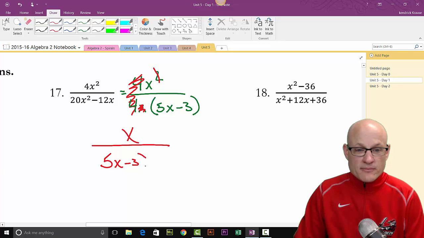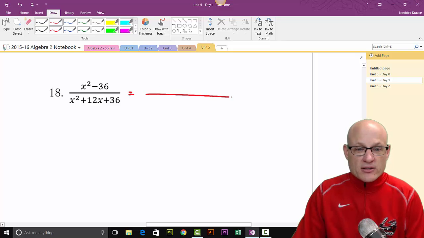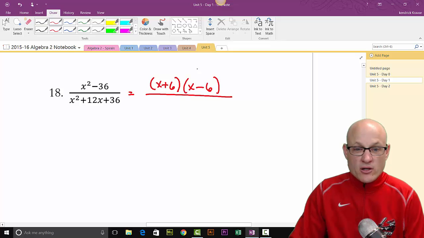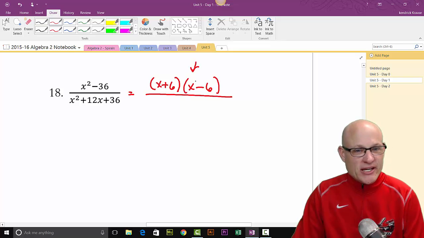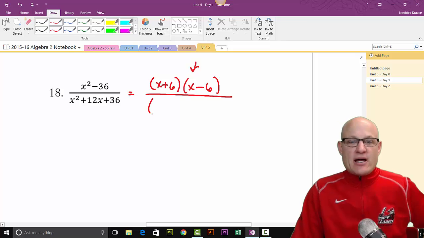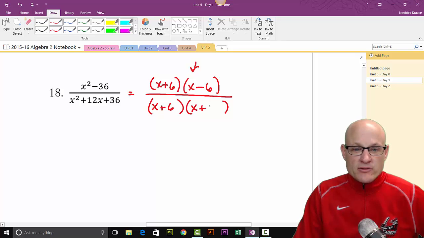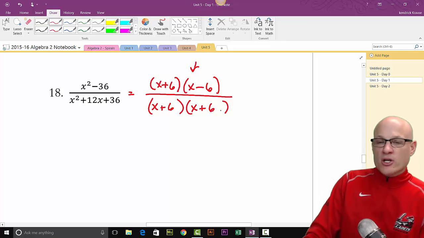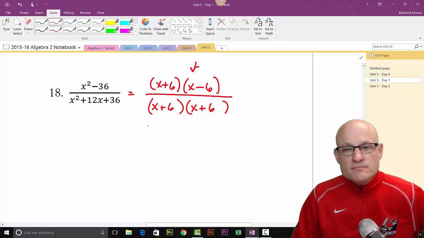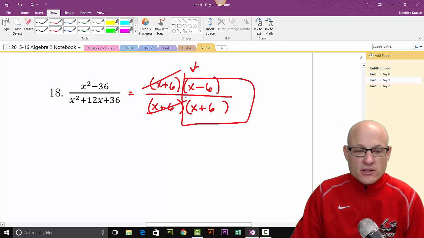In the numerator, it factors to x plus 6. Remember, difference of perfect squares? What are these things right here called? Conjugates, because they're the same exact binomial with a different sign. And the denominator is a perfect square trinomial, otherwise known as x plus 6 times x plus 6. Or you could have just written x plus 6 squared, but that's okay. Those cancel. There's your answer.